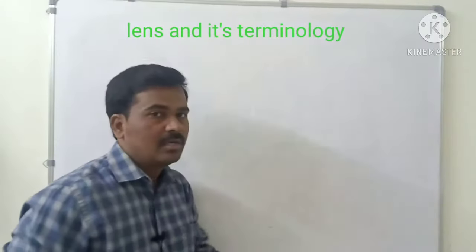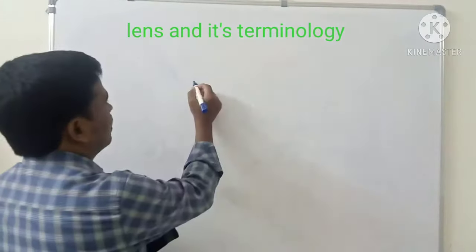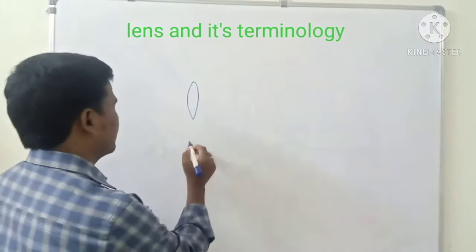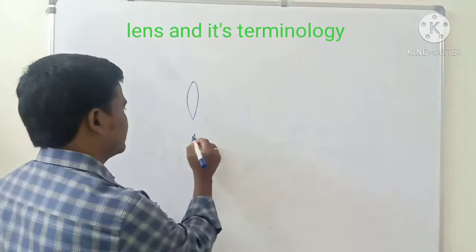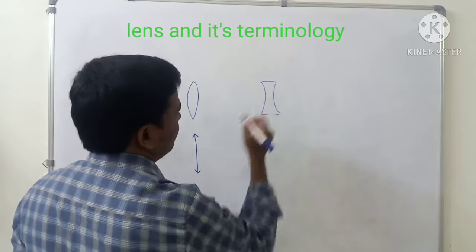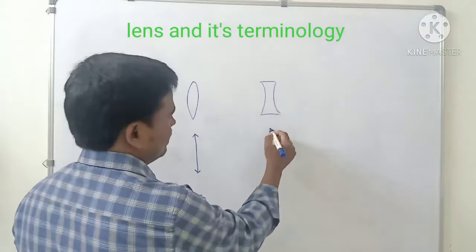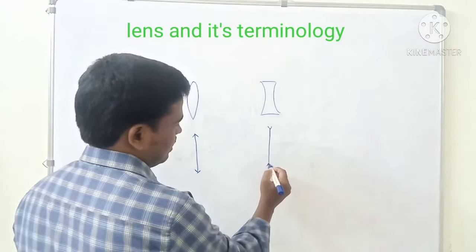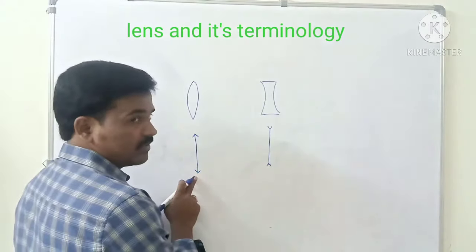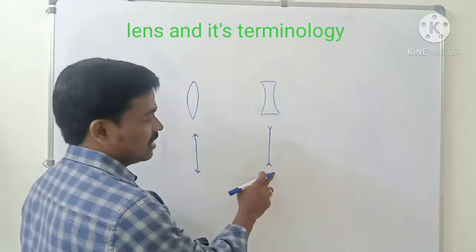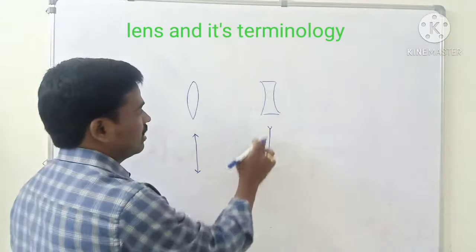We also have symbols for the concave lens. We can draw a concave lens like this, or there is a symbol for concave like this. So for the concave lens also we have a symbol. We need not draw the whole diagram like this. We can draw only this symbol. This symbol is for convex, this symbol is for concave.